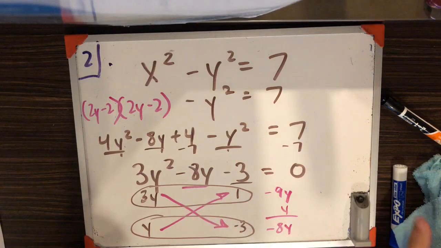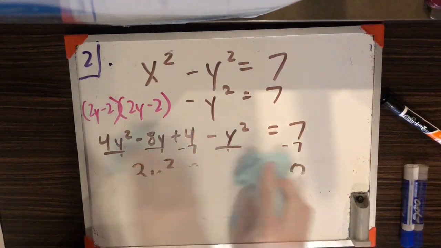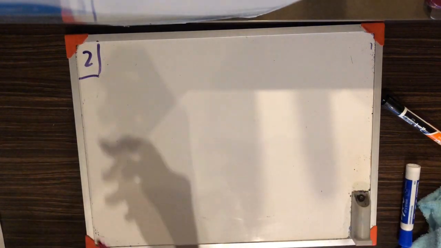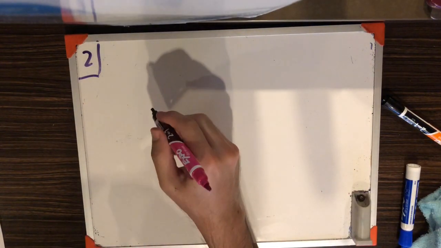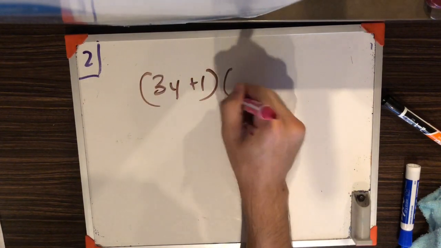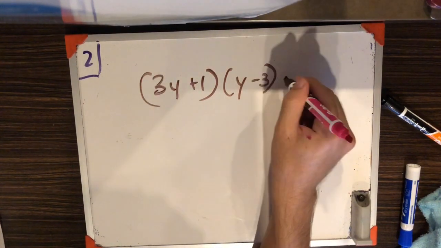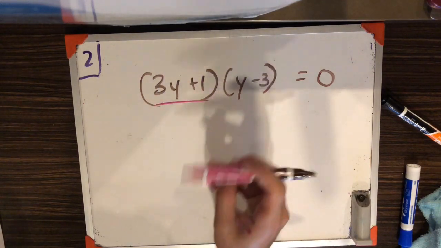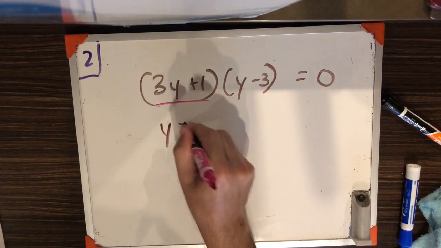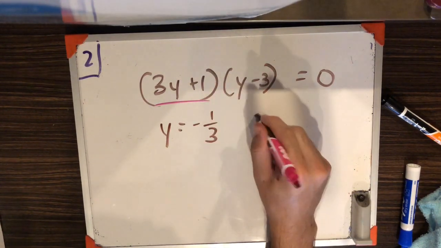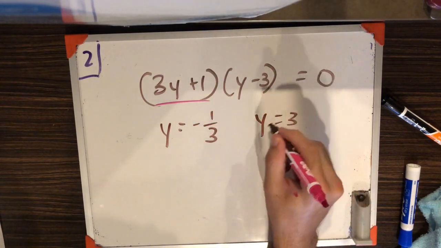Okay, so what we had was 3y plus 1 times y minus 3 equal to 0. Set each equal to 0. Okay, we end up getting y is equal to negative 1 over 3. And we end up getting y is equal to 3 here.